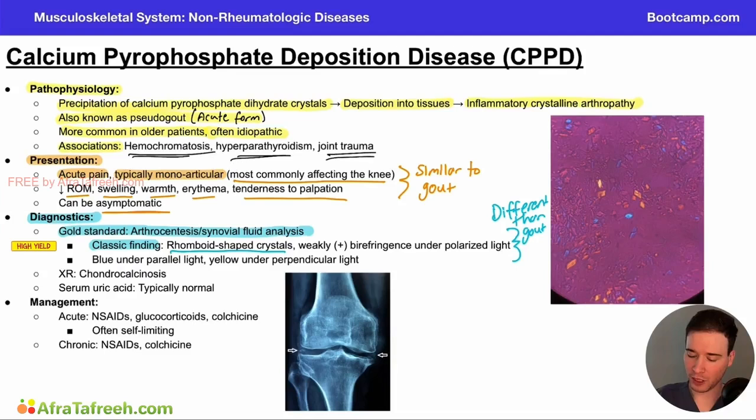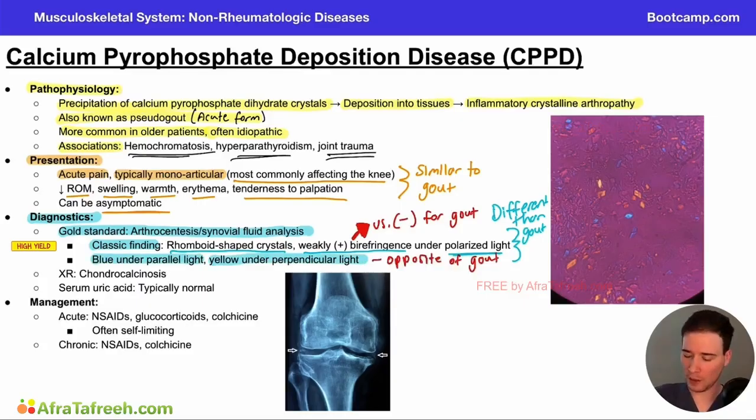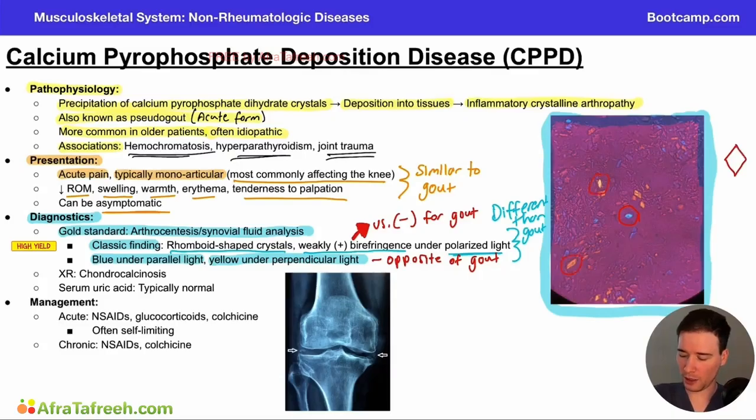Additionally, another key differentiating factor is this is weakly positively birefringent under polarized light. Do you remember what the birefringence was for gout under polarized light? That's right, it was negative. We would also see these crystals as being blue under parallel light and yellow under perpendicular light. Again, this is the opposite of gout. And so if you draw your attention to our diagram over here, you can appreciate these are rhomboid-shaped crystals. Rhomboid shape meaning they look like rhomboids, something like this. You can kind of appreciate it here and here as well. Again, this is in contrast to gout, which is going to be more of the needle-shaped structure like so.